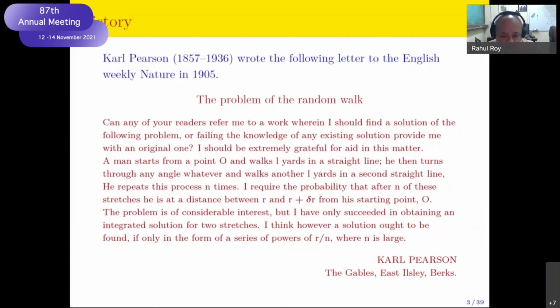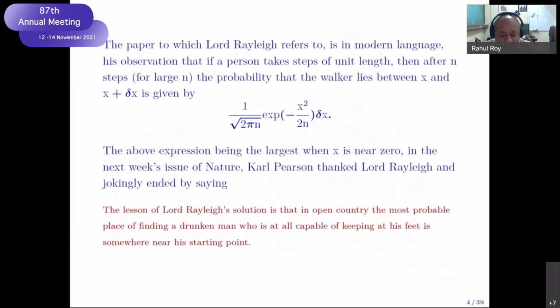The problem is of considerable interest, but I have only succeeded in obtaining an integrated solution for two stretches, just two individual steps. I think, however, a solution ought to be found, if only in the form of a series of powers of 1 over n, where n is large. Carl Pearson. So the one thing which actually is very nice about this little question is that it also tells us how gentle academia was 100 years ago, rather than the publish or perish regime which we have right now.